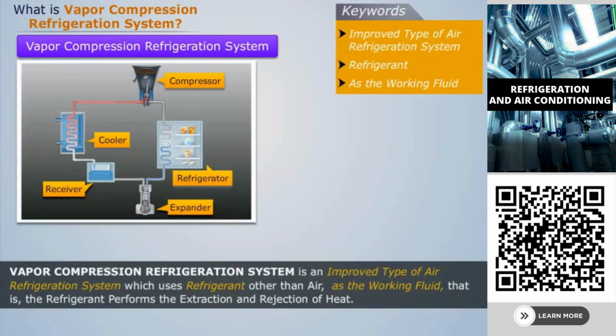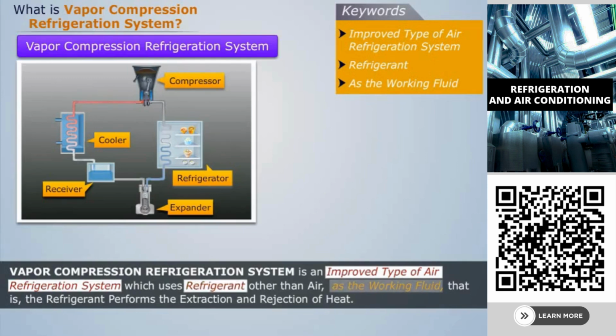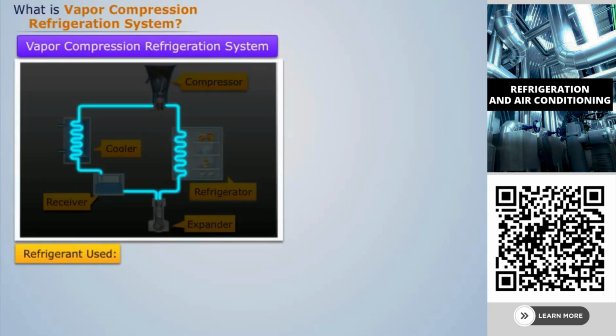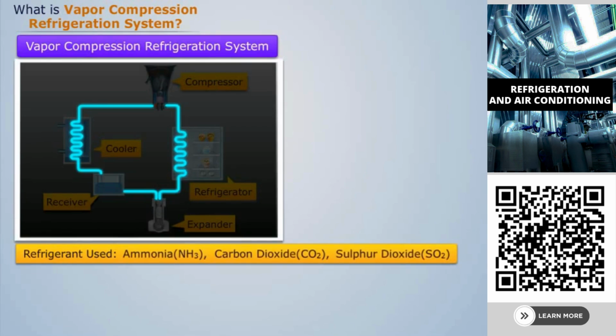Thus, vapor compression refrigeration system is an improved type of air refrigeration system which uses refrigerant other than air as the working fluid. That is, the refrigerant performs the extraction and rejection of heat. The main refrigerants used in the vapor compression refrigeration system are ammonia, carbon dioxide and sulfur dioxide.